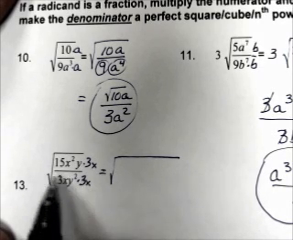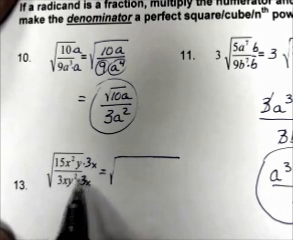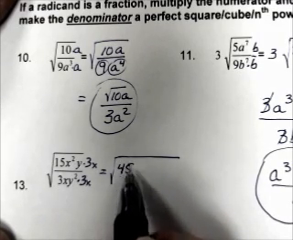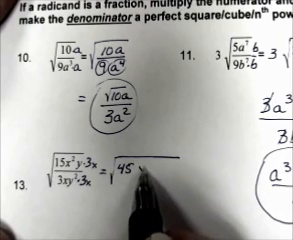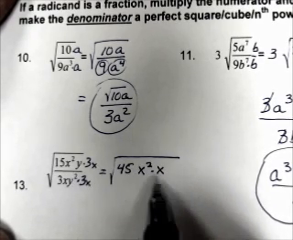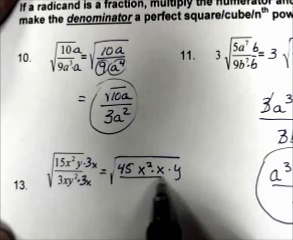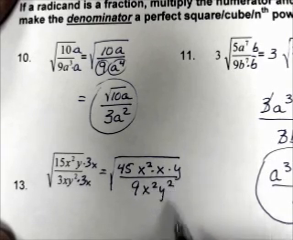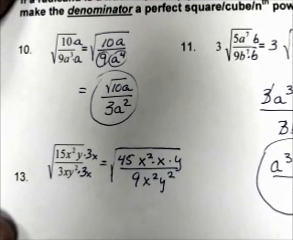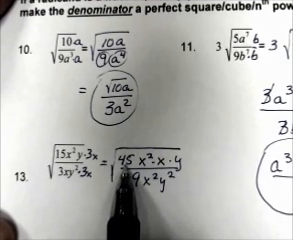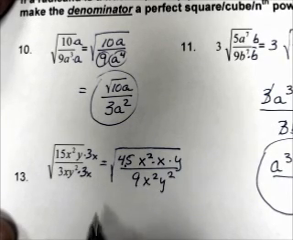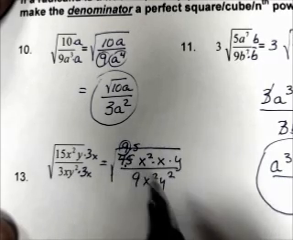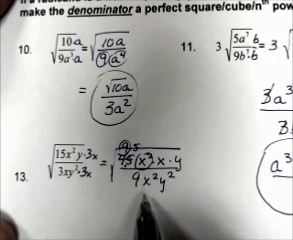And then we would have 45x to the third times y. Well, 45, the x to the third, I'll leave it as x squared times x, and then times y. Over, this is 9x squared y squared. Now notice, though, the 45 we can simplify into 9 times 5. So let me try to squeeze this in over here. Circle our perfect squares.